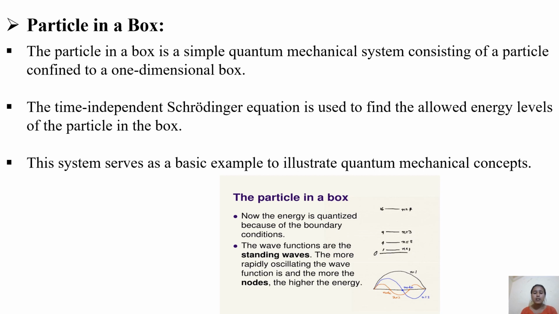For the particle in a box, the energy is quantized because of the boundary conditions. The wave functions are standing waves. The more rapidly oscillating the wave function is, and the more nodes it has, the higher the energy. This is an example.